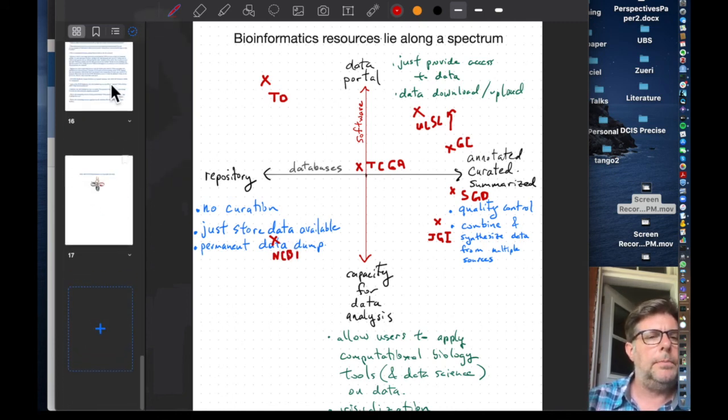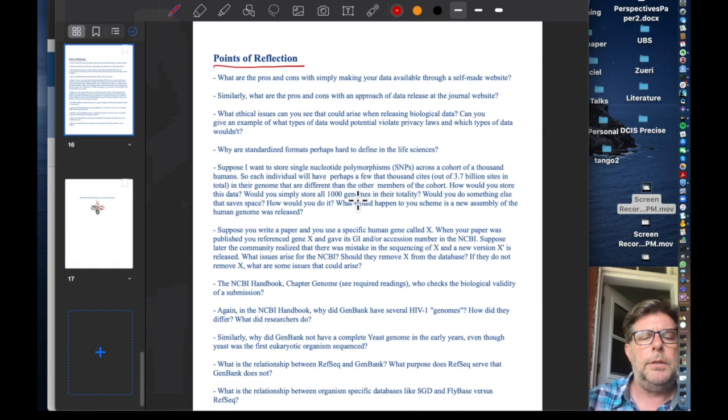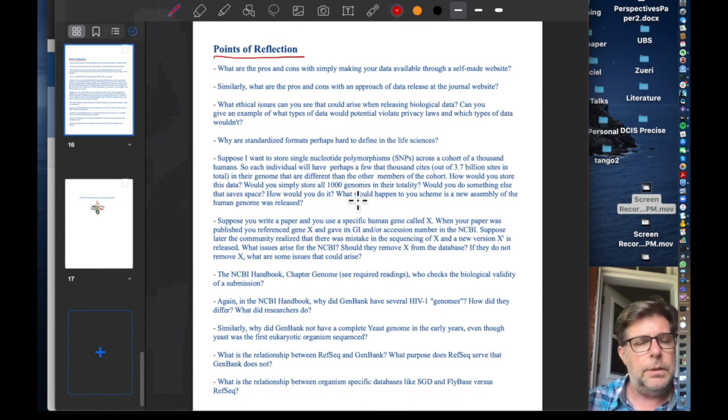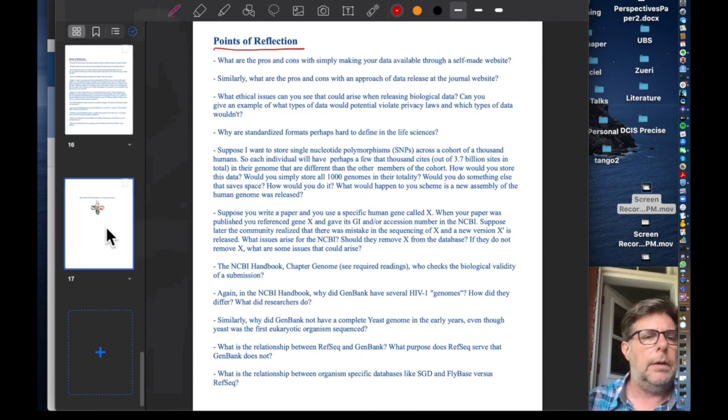So to conclude here, I gave a long list of points of reflection that delve a little bit deeper into some of these issues. I invite you to take a look. I think that they're kind of just thought exercises for the most part. Of course, there's literally thousands of resources out there for bioinformatics, and there's no way to cover them all. The NCBI itself is really a lifetime of exploration unto its own. It's a good starting place, though, and I recommend that we keep exploring all these tools as we move through the course. Okay, thank you very much.